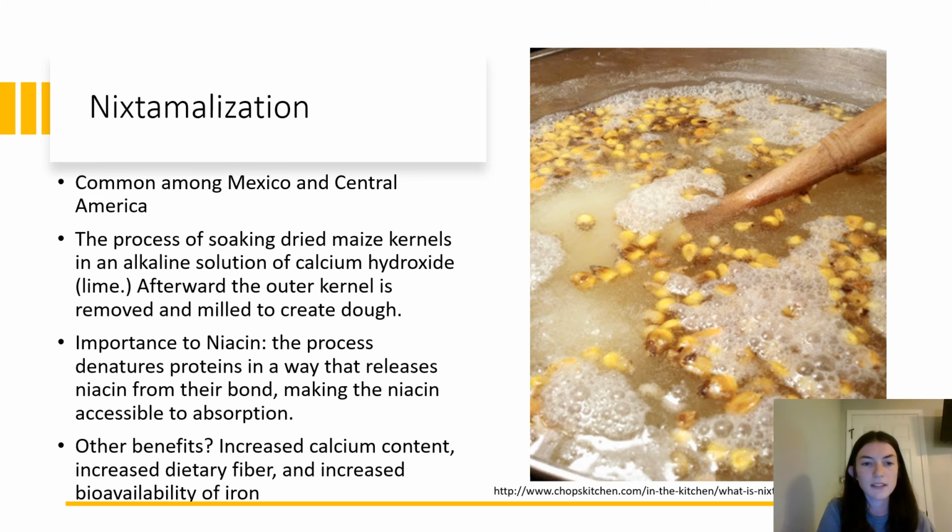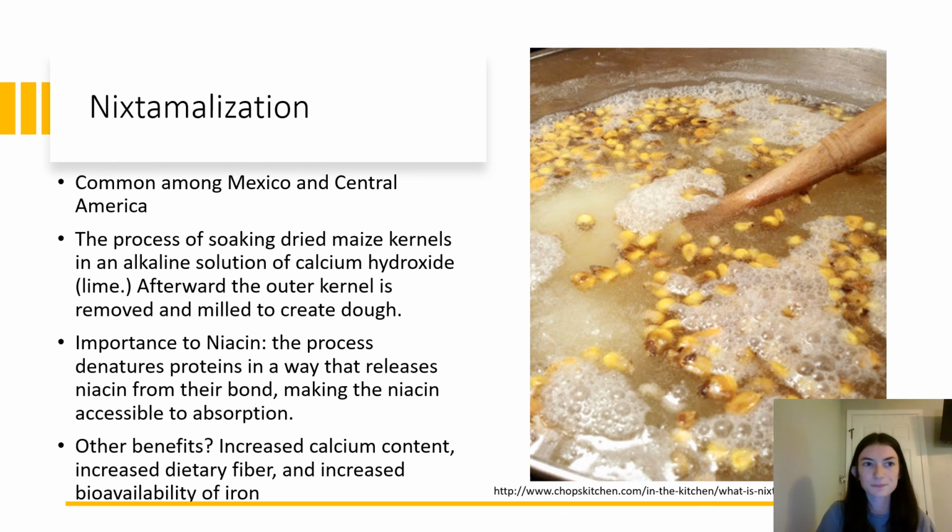So the importance of this process to niacin is that it denatures the proteins of the maize in order to release niacin from the peptide bond, which we spoke of on the first slide. And this makes the niacin more accessible to absorption. And some of the other benefits are increased calcium content, increased dietary fiber, and also increased bioavailability of iron. The picture that I've included is just the process of heating the lime water with the maize in order to break that protein down.